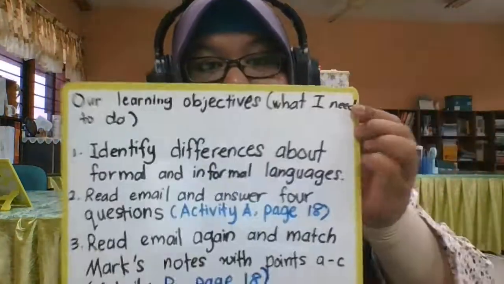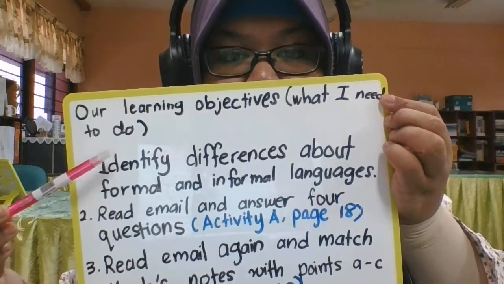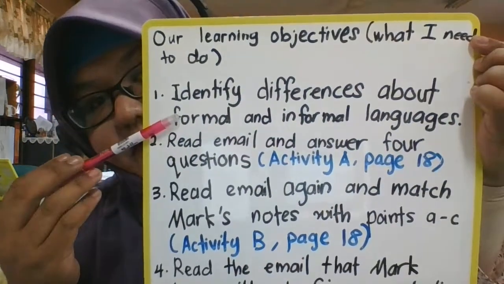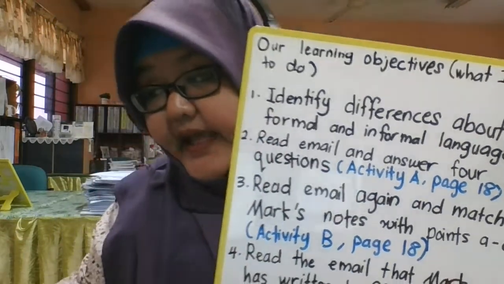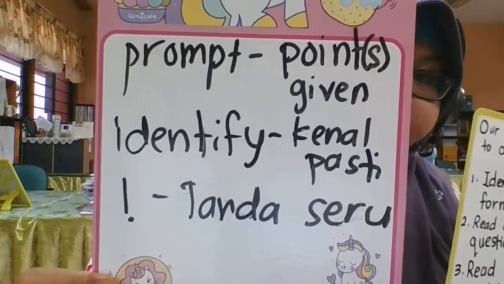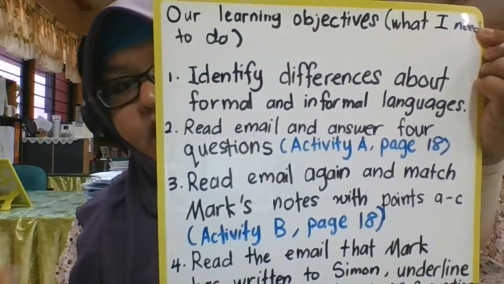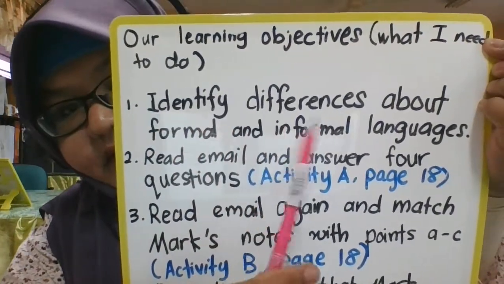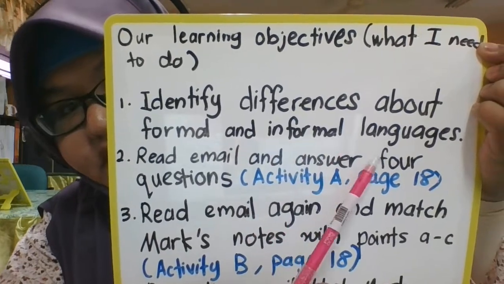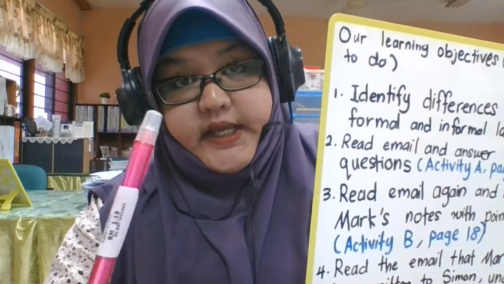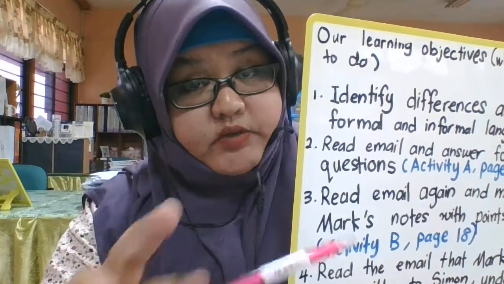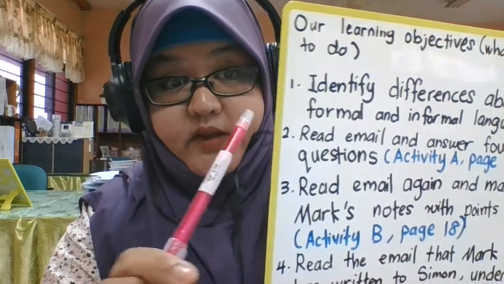Number one, we did this. So you need to identify. What is identify again? Kenal pasti. So you know now how to identify the differences between formal and informal language. Still remember? Okay, we're good to go to number two. Let's look at number two.